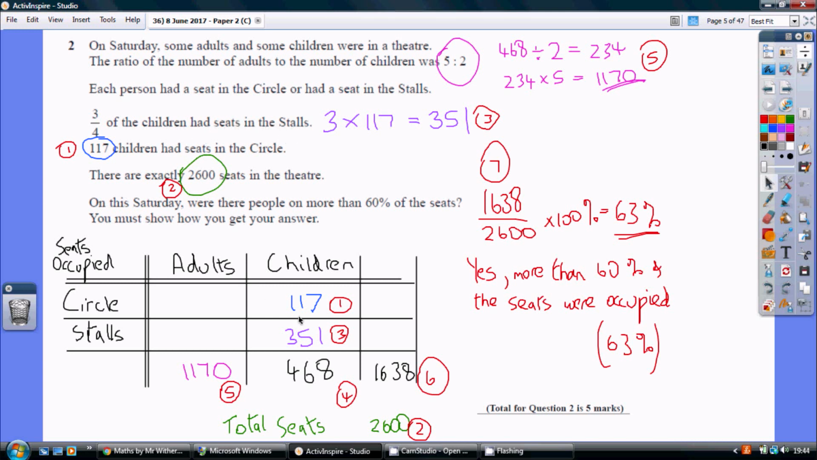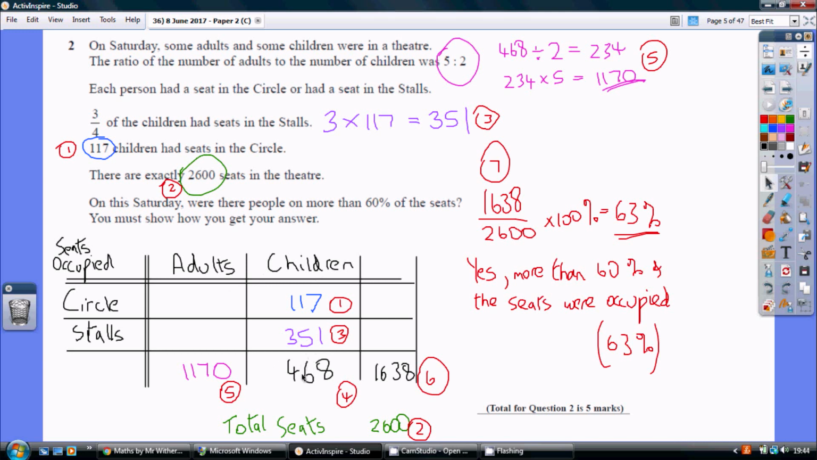Now, 1/4 had seats in the circle. So 3/4 is going to be 3 lots of this. So the number of children who had seats in the stalls is 3 lots of 117, which is 351. So that's the third thing I've done. So I can now add up these two numbers for the children sitting in the circle and children sitting in the stalls to get 468 children in total.